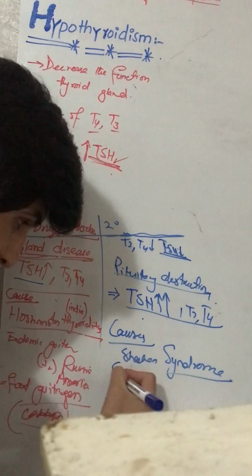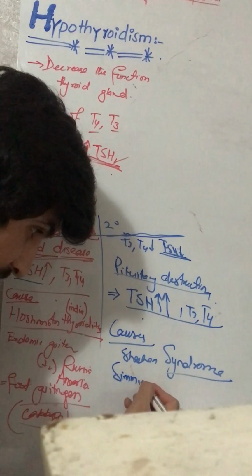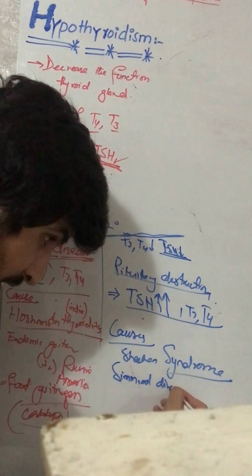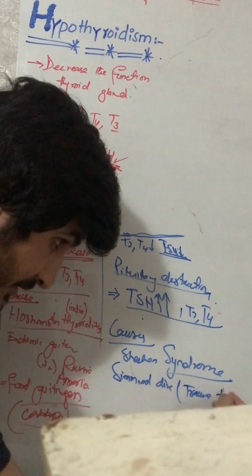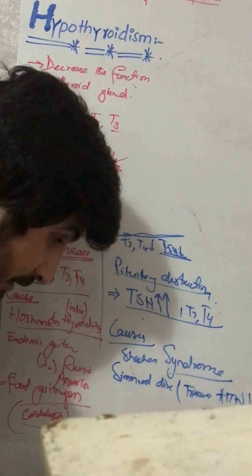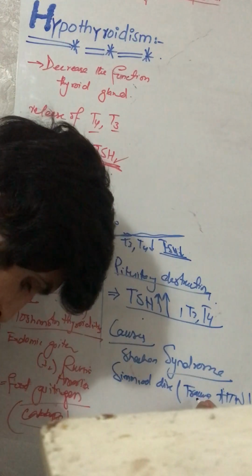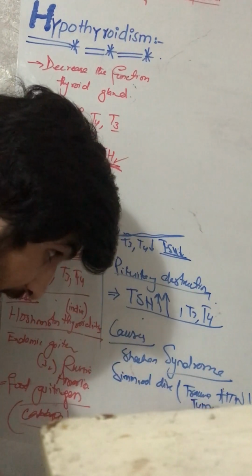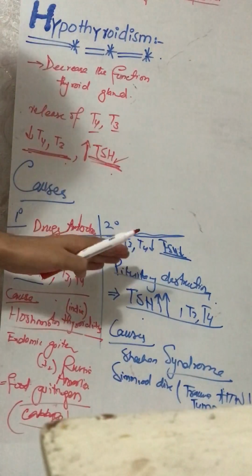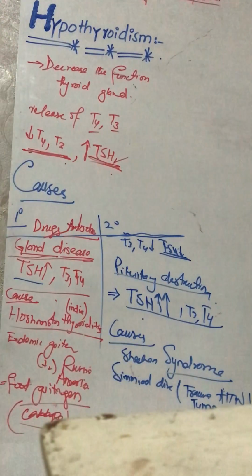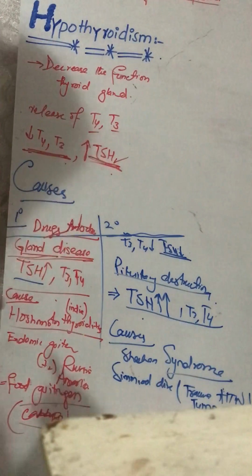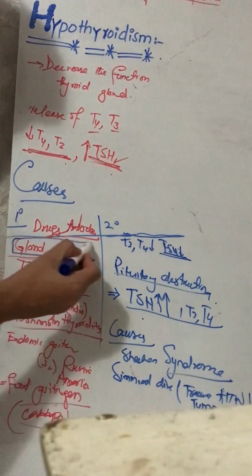Then there is another condition, sellar diseases, like trauma, hypertension, or tumor of the pituitary gland, which decreases the function of the thyroid gland. So these were when there is primary disease, so defect in the gland.